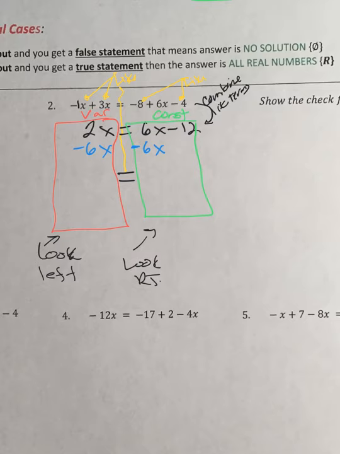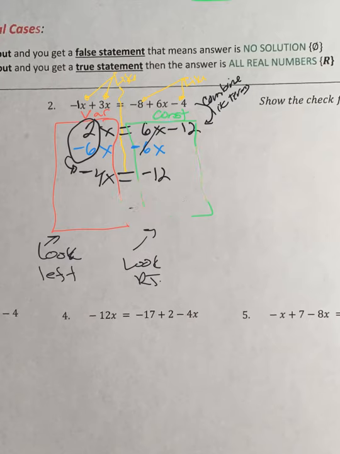So on the left-hand side, 2x and a -6x gives me a -4x, right? When you're adding terms, you're looking at the coefficient. And then 6x and -6x is no more x's, and now I have a -12. So notice I've met the goal. I've got my variables on one side, and I have my constants on the other. And so we've met that first major hurdle.